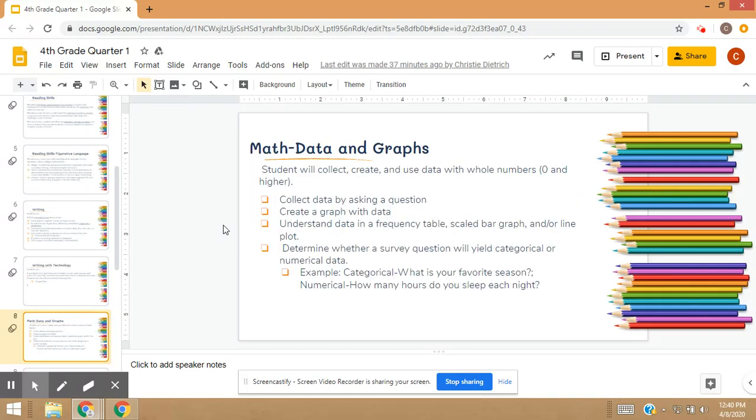So math, data, and graph. We're on to math now. So with our data and graphs, students will collect, create, and use data with whole numbers 0 and higher. We've gone up to the millions before, so we just put 0 and higher here. We're going to collect data by asking a question.